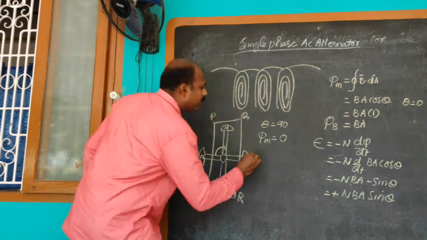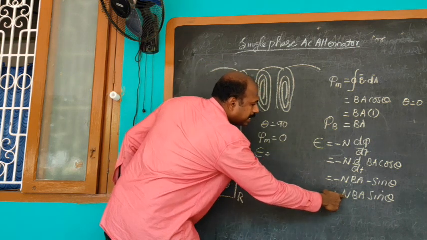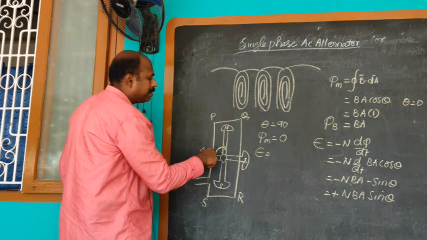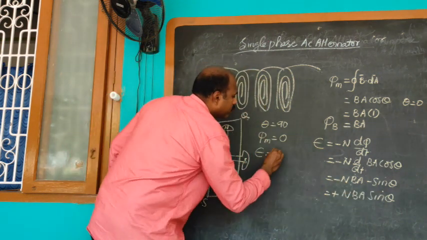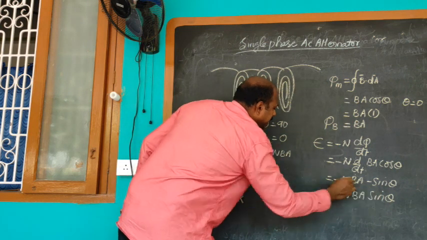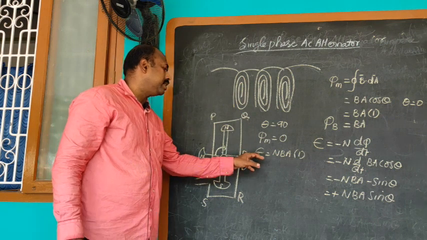In the same way, what is the EMF induced in the circuit? It will be NBA sin theta. So now what is the theta value? Theta is equal to 90 degrees. So what do you get? NBA sin 90, which is equal to 1. You will get the maximum EMF induced in the circuit.